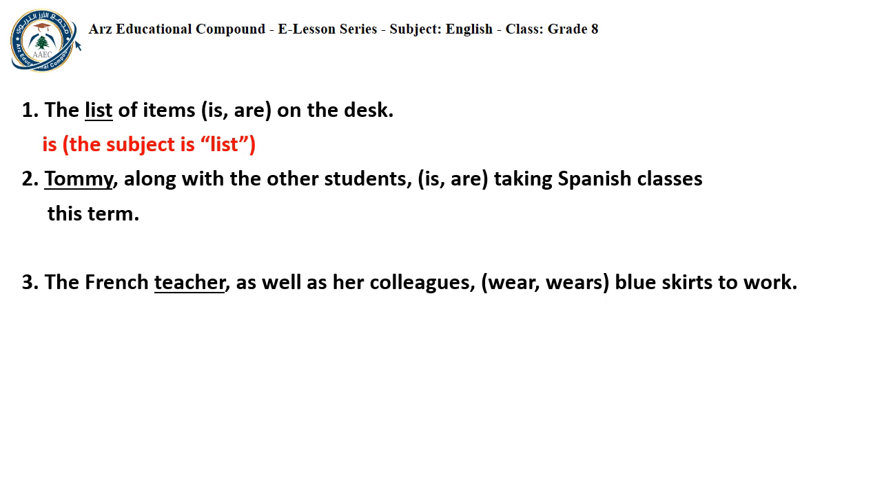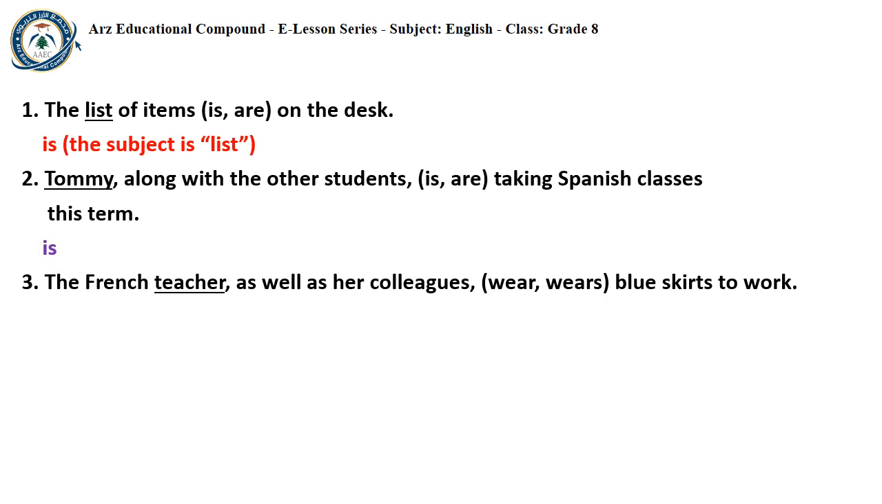In example number 2, Tommy, along with the other students, is or are taking Spanish classes this term. The complete subject is Tommy along with the other students. Along with the other students is a prepositional phrase that comes in between the simple subject Tommy and the verb is taking. Okay, so the simple subject is Tommy and the verb agrees with this simple subject: Tommy is taking.